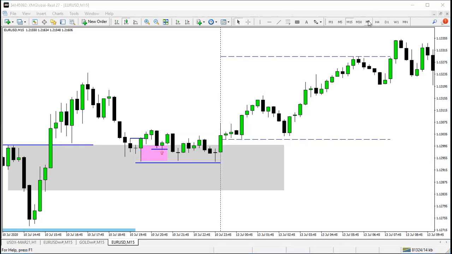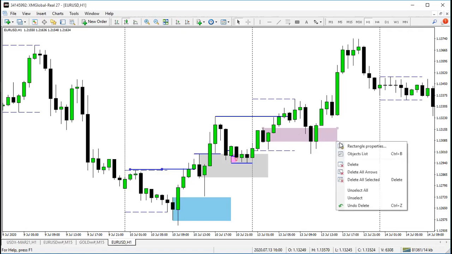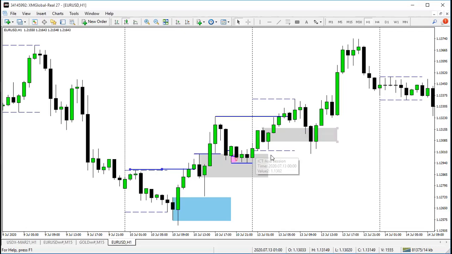Right. So now that we buy here, price goes up and breaks market structure here. You mark your order block. This is the last order block, this one. That's the last order block.